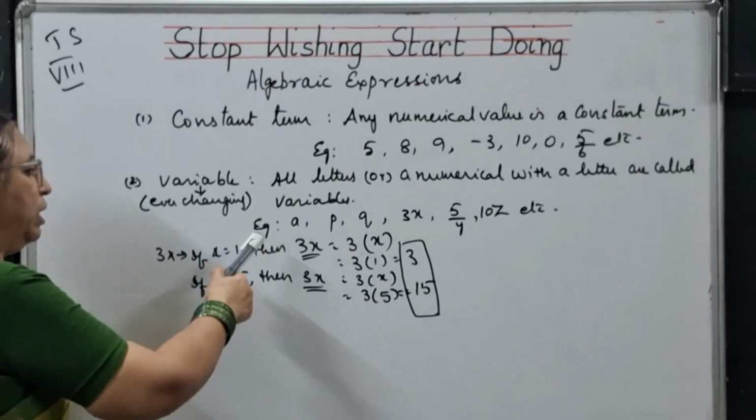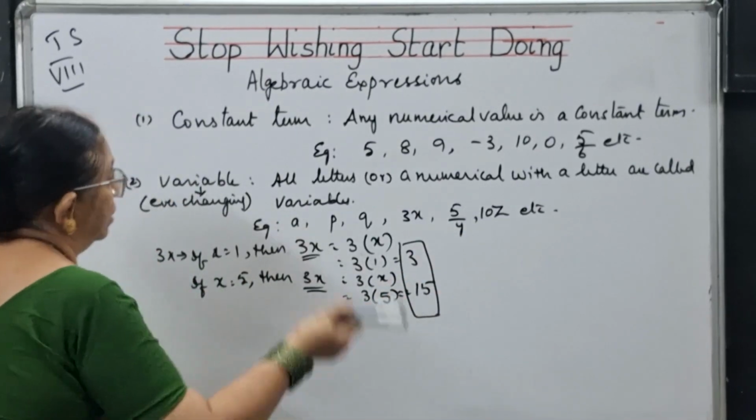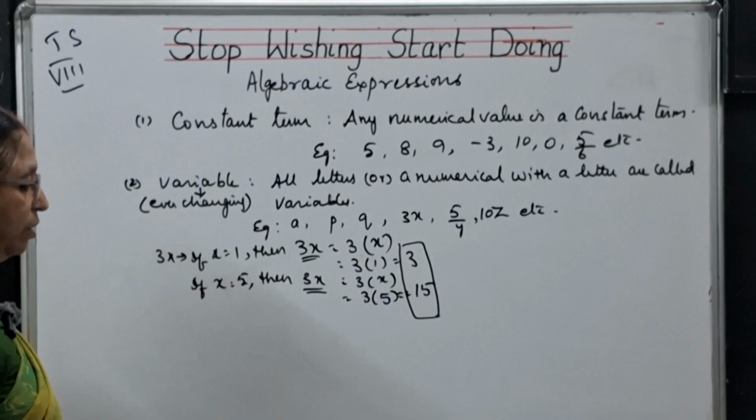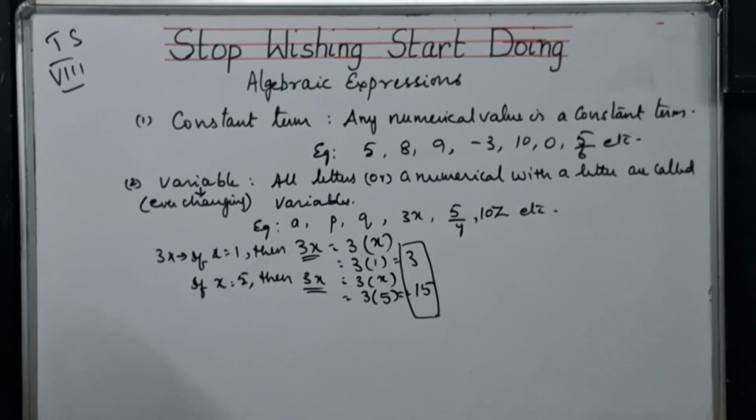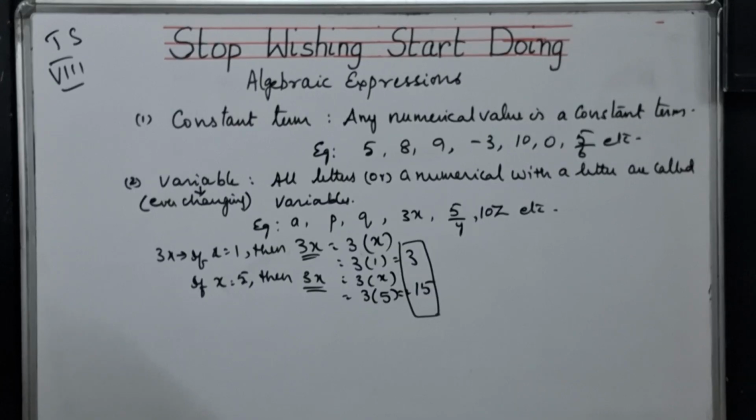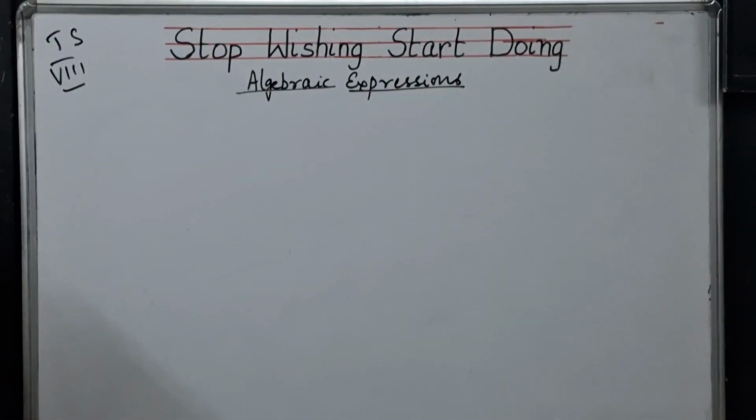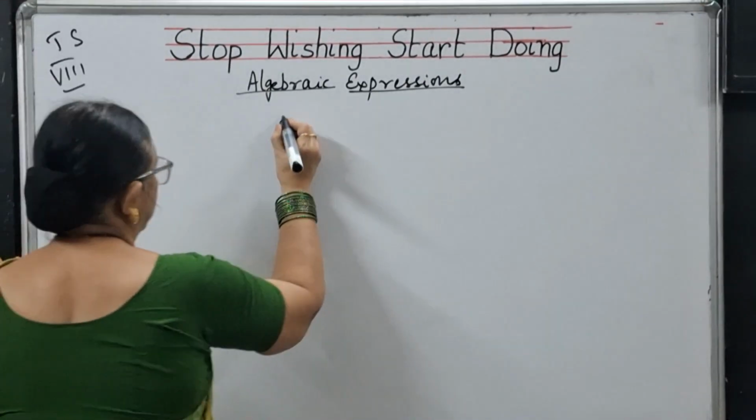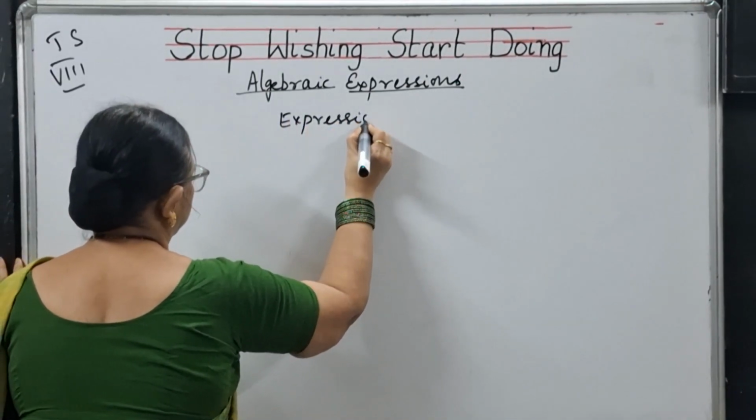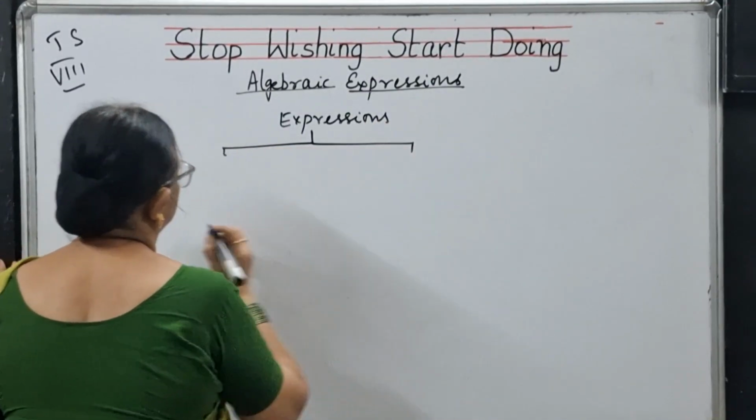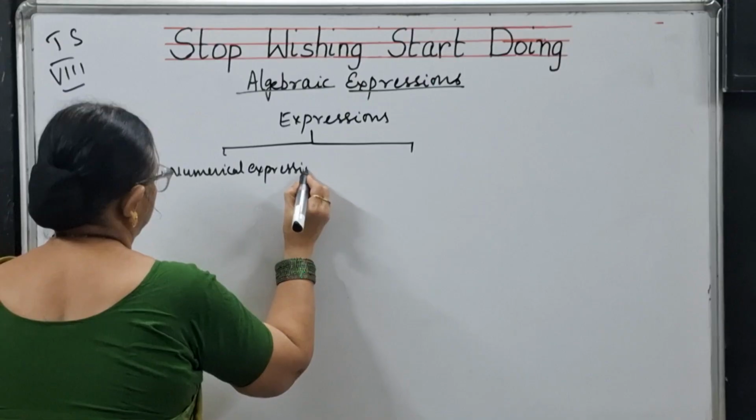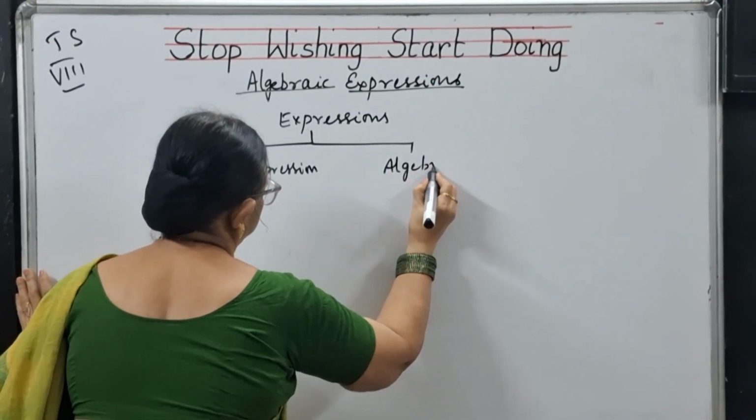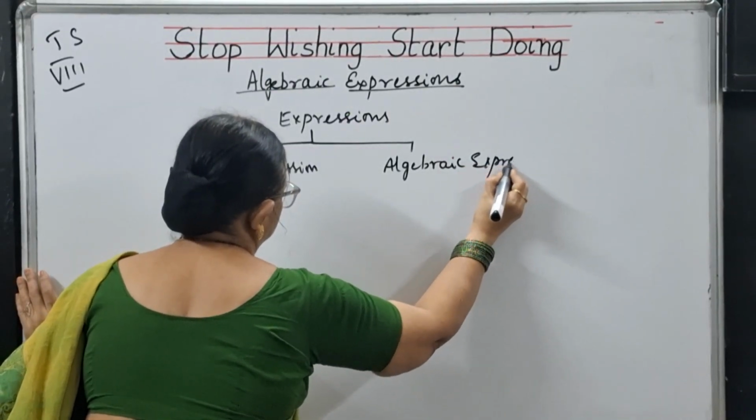So variables can be only the letters or they may mix with the numerical. Those are all called variables. Okay, so if you have this knowledge, we are going to talk about algebraic expressions now. Please note it down. This is my introduction, children. After coming to know what are variables and what are constant terms, we divide the expressions that are available to us. Expressions are divided into two types. One is called numerical expression and another one is called algebraic expression.